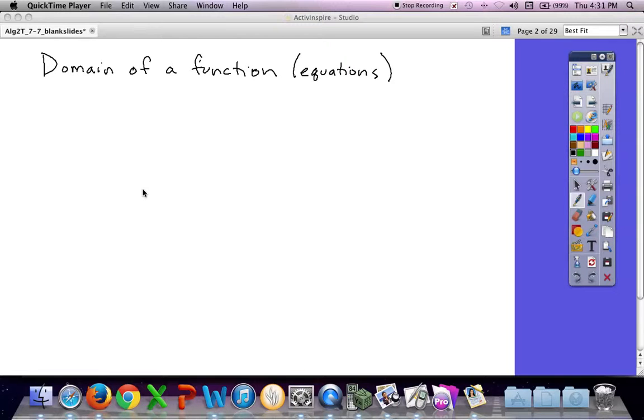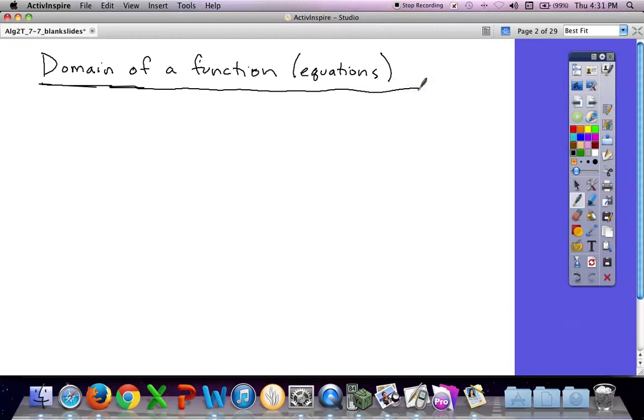Just a couple slides here to talk about domain and maybe a little bit about range of functions or equations or graphs, provided my pen works. We're all familiar with domain.